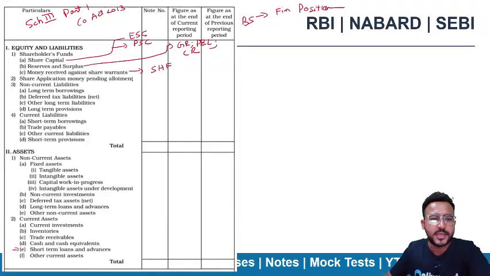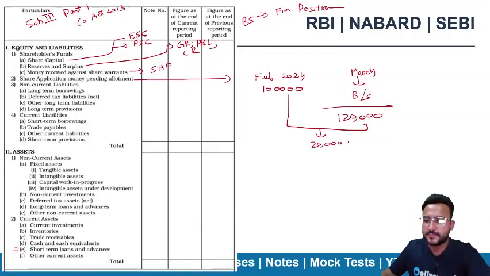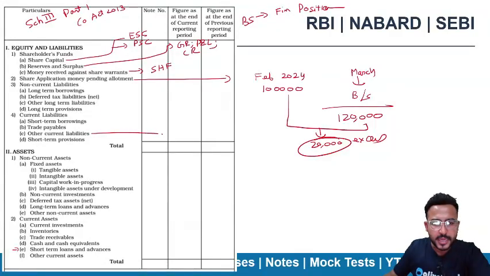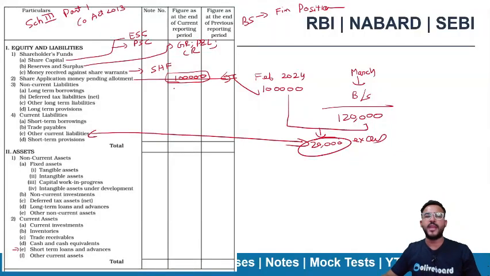Now for share application money pending allotment, I'll make a diagram over here. I will write February 2024, 1 lakh. In March, I'll be making the balance sheet. So in the balance sheet, I received 1,20,000 rupees. Now that's a problem, I have received 20,000 in excess. So this excess money, I will show under other current liabilities. This 1 lakh rupees I'll be showing here in share application money pending allotment.